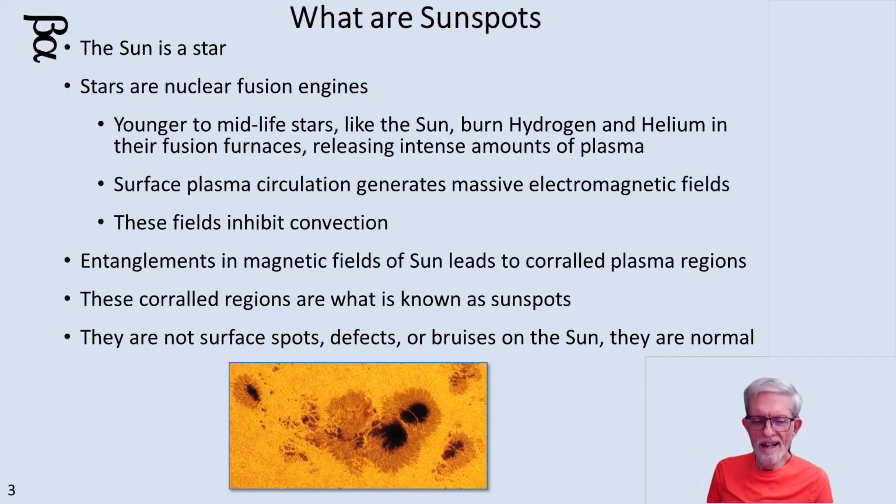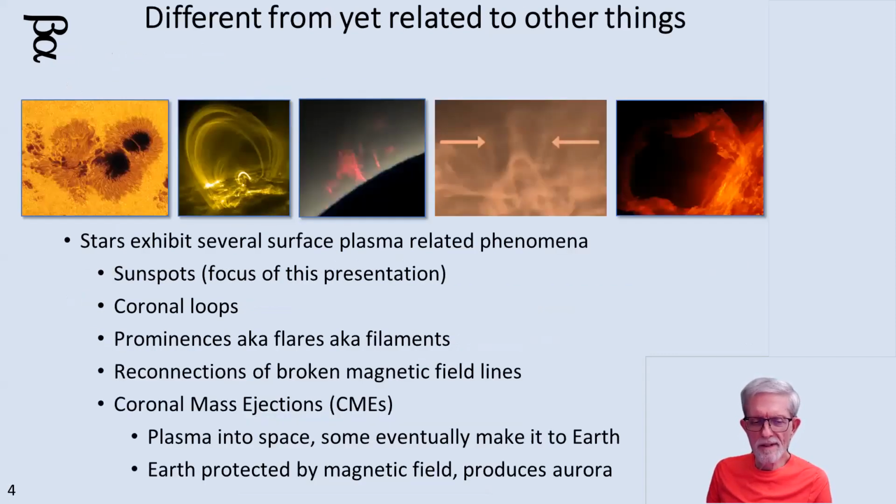They're not actually spots on the surface of the sun. They're not defects, as a public observer once said. Are those defects on the sun? No, they're not bruises on the sun either. They're very normal. They're just a result of electromagnetic fields generated from plasma getting entangled and corralling plasma. There's lots of different things going on in the sun. They're all related to plasma and electromagnetic fields, but they have different behaviors. We'll focus on sunspots, but I'll mention the others.